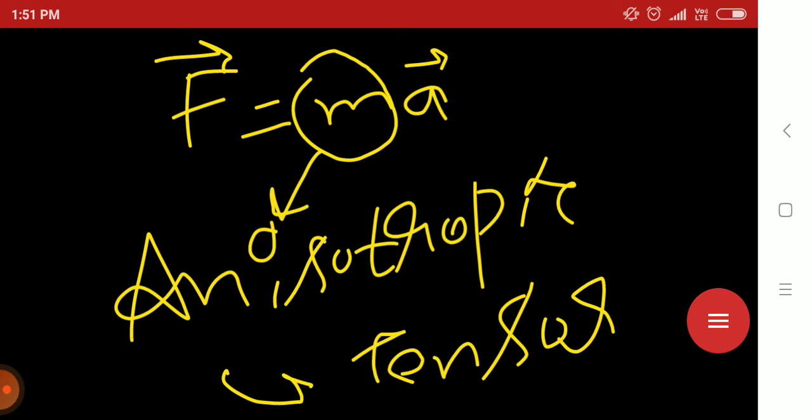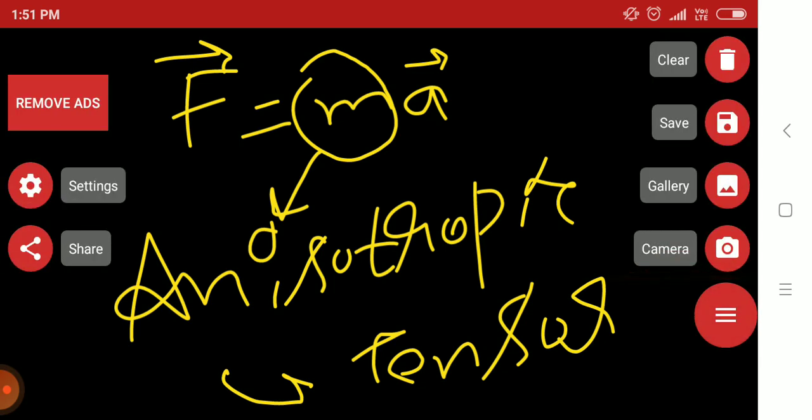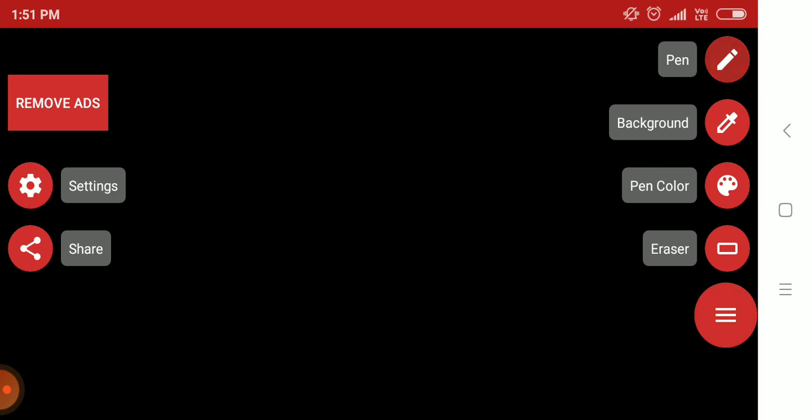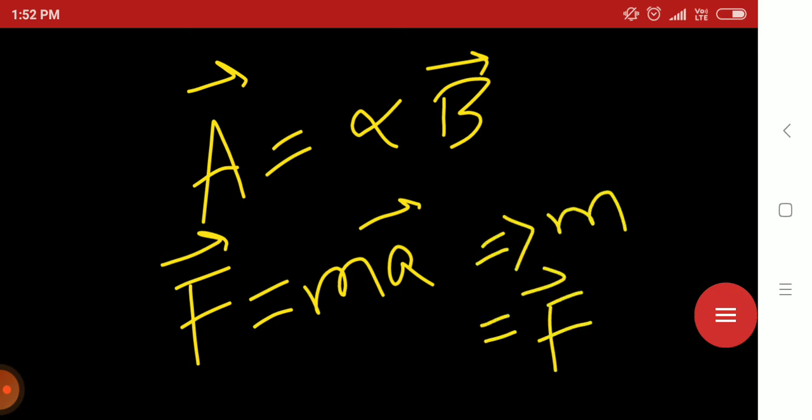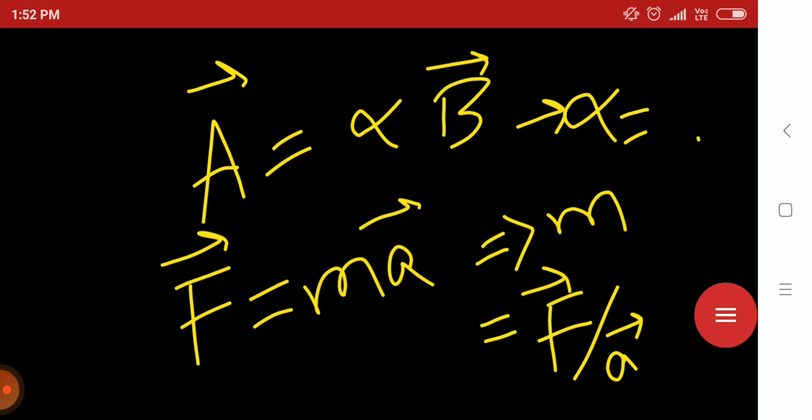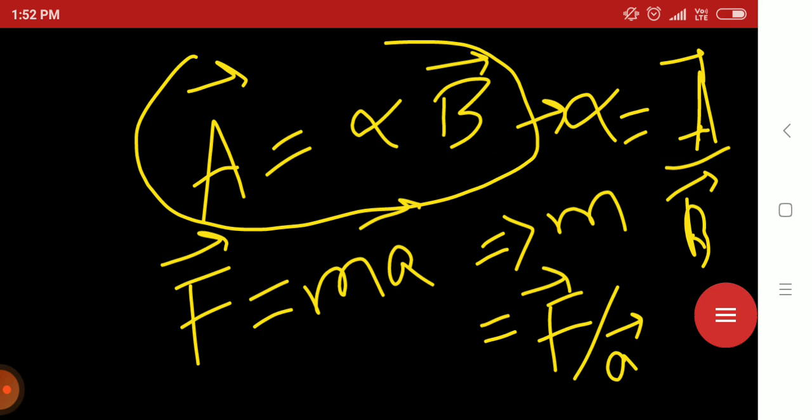That means if the medium is anisotropic, first of all I am writing a relation such as A vector equals alpha into B vector. Such as here I have written F equals m into a vector. So what we can write, m equals F vector by a vector. Similarly, we can write alpha equals A vector by B vector.